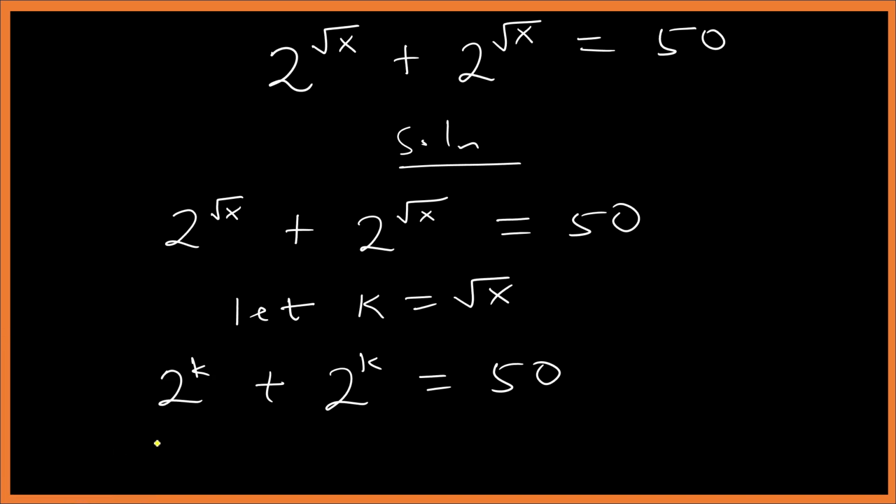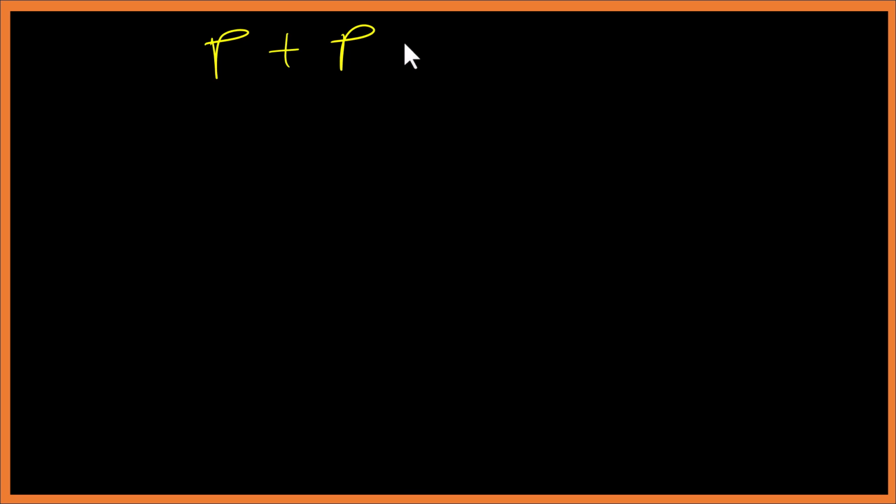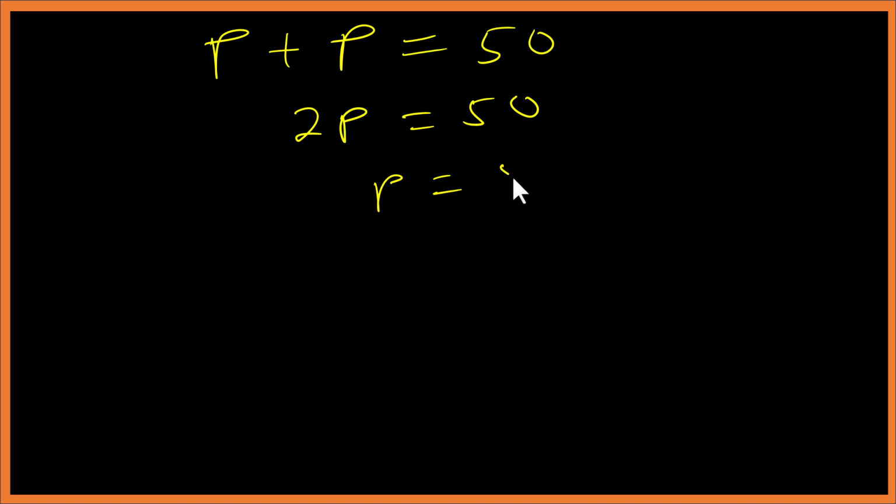From here, we can go ahead and let a variable be 2 raised to k. So let p be 2 raised to k. In going back, I'll put p here and put p there. So we have p plus p equals 50. So we have 2p equals 50. Therefore, p will be 50 on 2, which is 25.